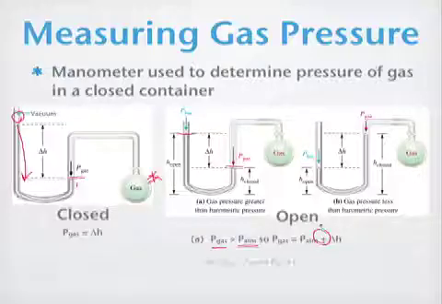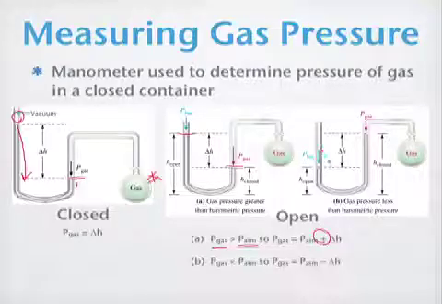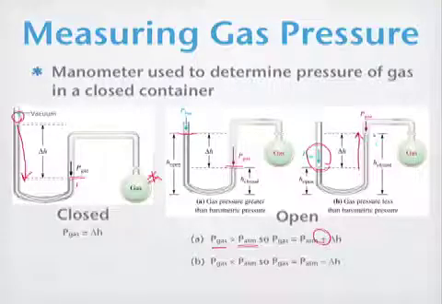On the other hand, if the atmospheric pressure over here is greater, so here the atmospheric pressure is pushing down more, it's pushing up that amount, so now the pressure of the gas must be lower, and we're going to subtract that delta H from the atmospheric pressure to give us the gas pressure.